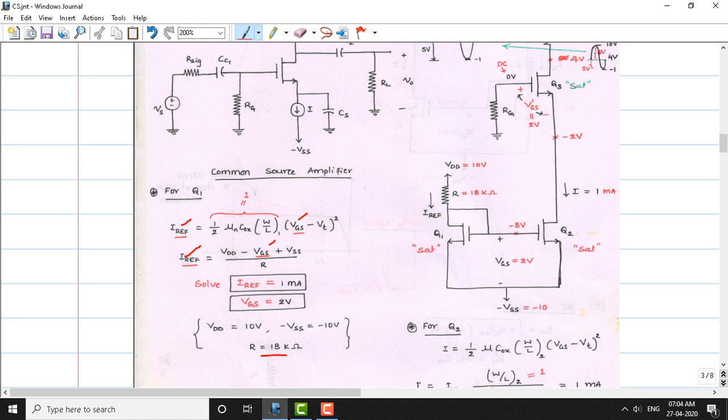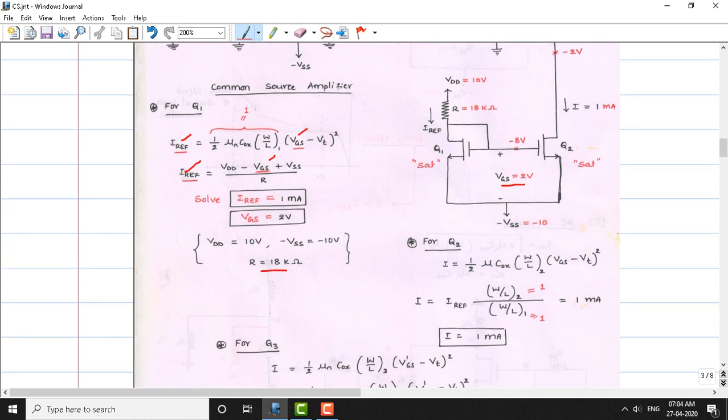So VGS is now 2 volts here. With that, having known the VGS, we can calculate the voltage here. The voltage here can be calculated just by subtracting this minus 10 volts from this 2, so we get minus 8 volts here. Once we know the voltage here, we'll use it for further calculations. We'll see how to calculate that.